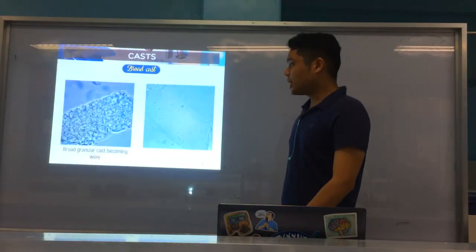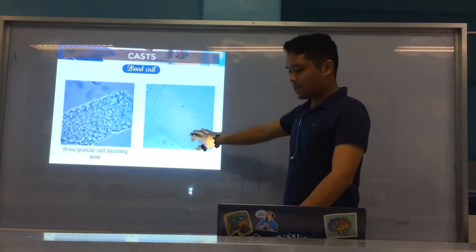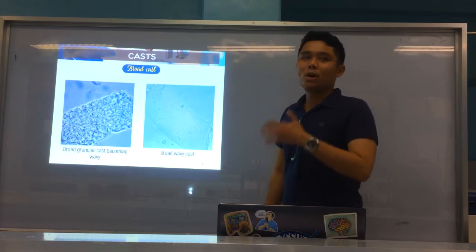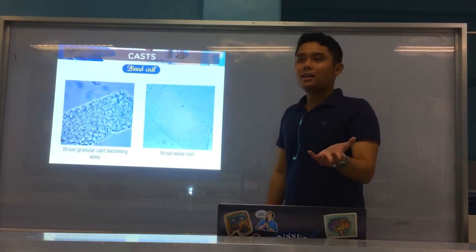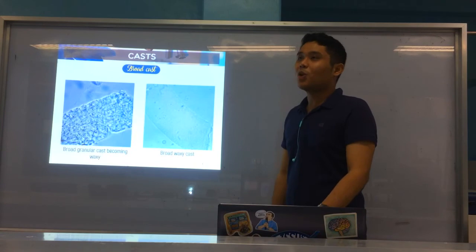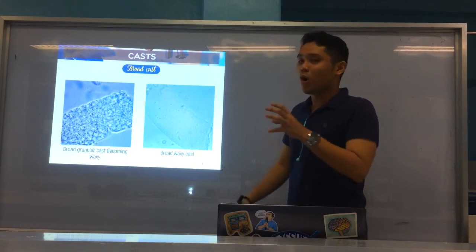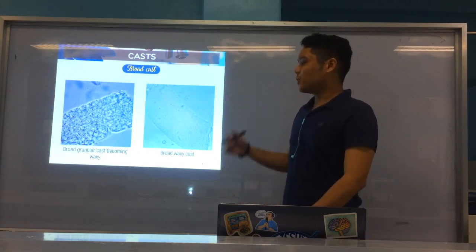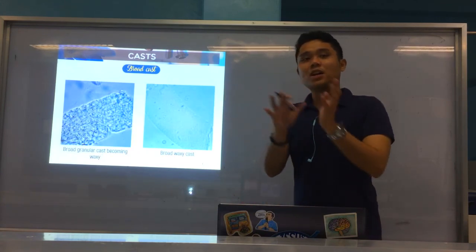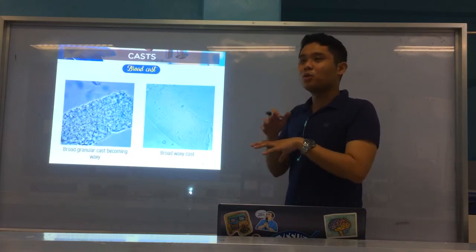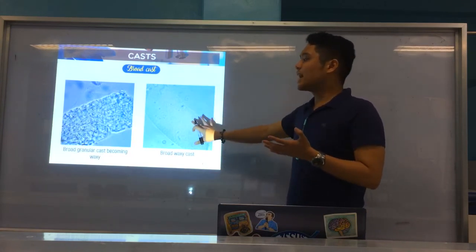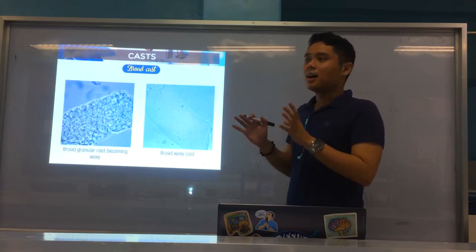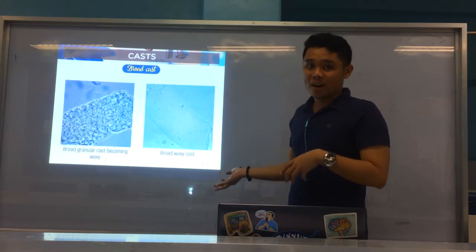So here's an example of a broad cast, okay? And usually, granular and waxy casts are the ones that become broad. But any type of cast can go to a broad cast. Any type of cellular cast, from RBCs, WBCs, can become broad. But most of the time, since before the broad cast it is granular and waxy, it tends to go toward this. The granular and waxy casts are usually the origin of the broad cast.